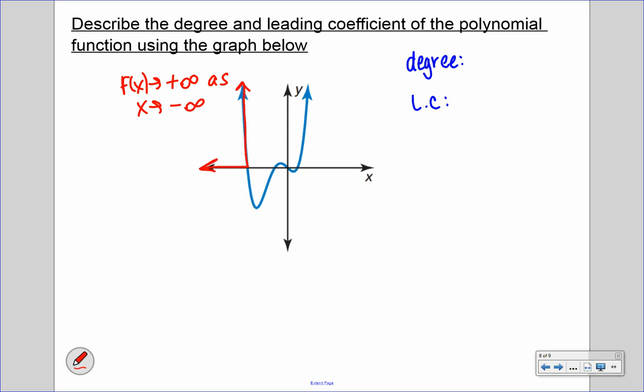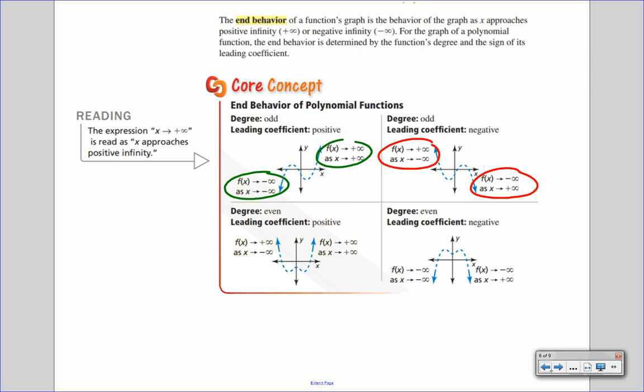Okay? And on the other side, f of x is approaching positive infinity as x is approaching positive infinity. So we go positive y, positive x. So what we're going to do is look for this end behavior and see what it matches up with. So let's go back to our chart. Okay, and we're going to be looking for f of x approaches positive as x approaches negative, and f of x approaches positive as x approaches positive. And that's going to be this one down here. So our degree is even, and our leading coefficient is positive.